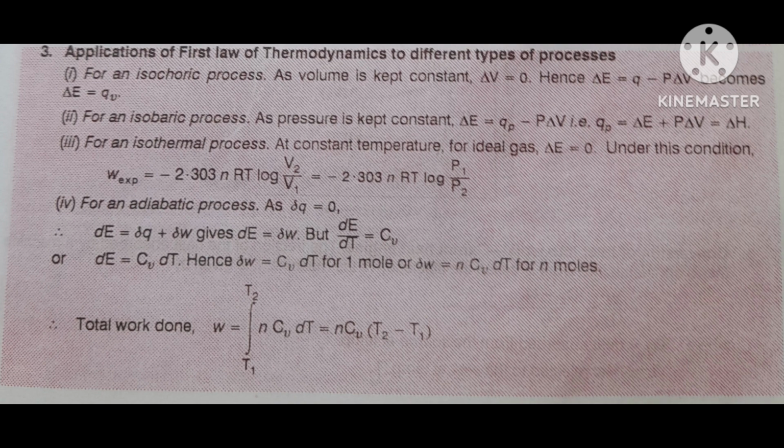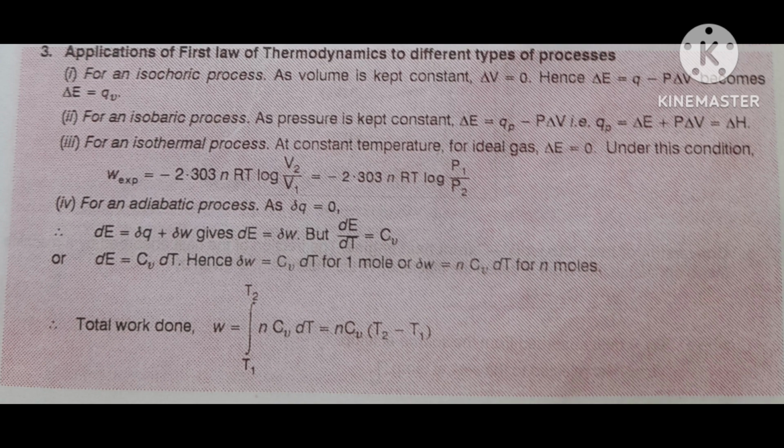Then in the place of 2 you write 1, and in the place of 1 you write 2. Simple way, reverse way. Then now we will get minus 2.303 nRT log P1 upon P2, because in the first expression everything was the same, only V2 upon V1. Now you are writing P1 upon P2. Remember, in the place of V you write P, and in the place of 1 you write 2, and in the place of 2 you write 1.